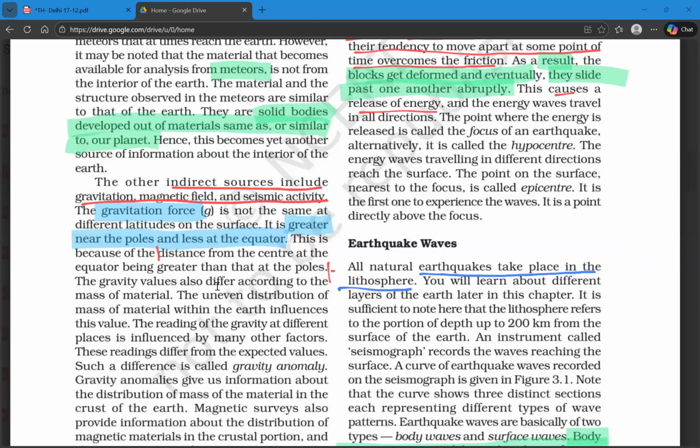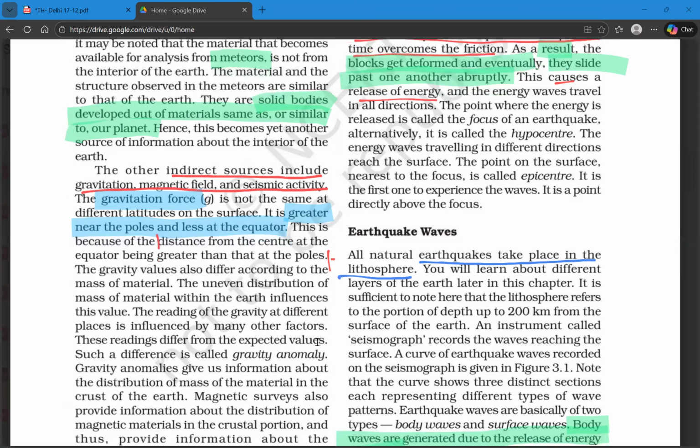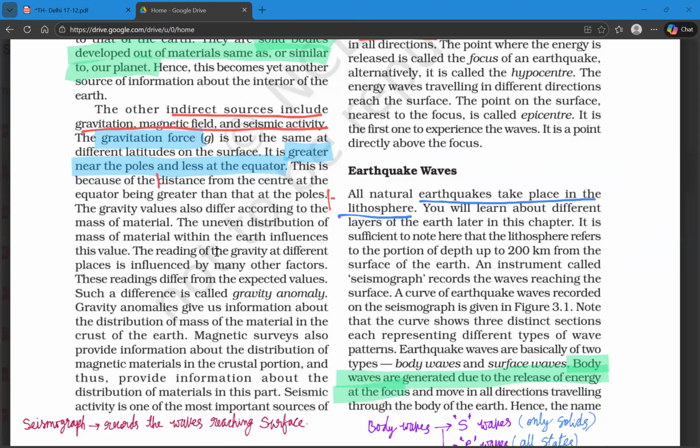The gravity values also differ according to the mass of material. So on which does the value of gravity depend? Mass of material. The uneven distribution of mass of material within the earth influences this value. The reading of the gravity at different places is influenced by many other factors. So the reading of gravity apart from mass of material is influenced by many other factors. These readings differ from the expected values. Such a difference is called gravity anomaly.